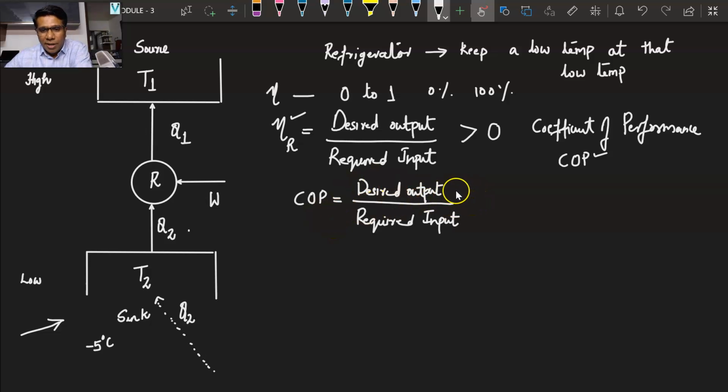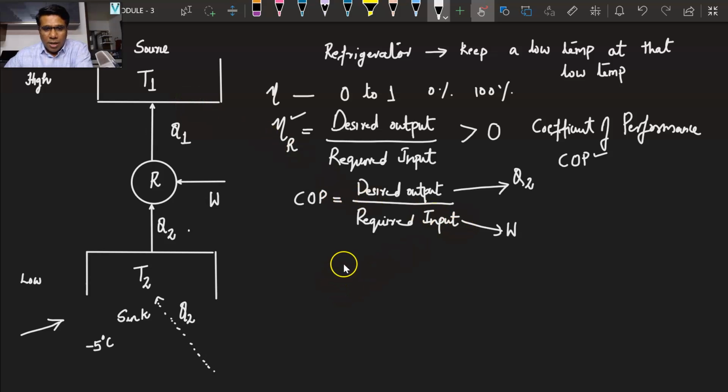So here, what is the desired output? The only desired output from a refrigerator is that it extracts the heat from the low temperature space. That means extracting Q2 is the desired output. Now to extract this, it requires an input, which is the work done. Q1 has no significance in terms of efficiency or COP, but unless Q1 is rejected to the surroundings, you will never have a refrigerator, because it cannot satisfy the second law of thermodynamics.